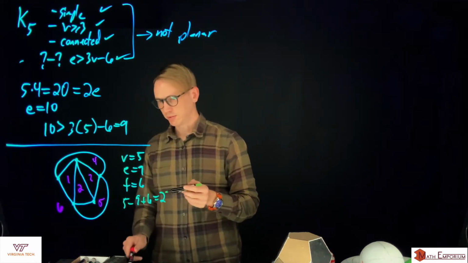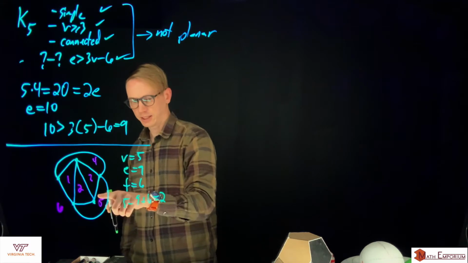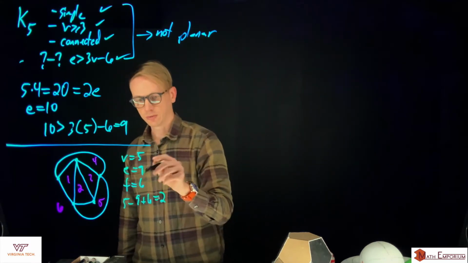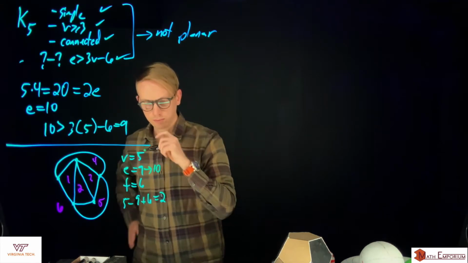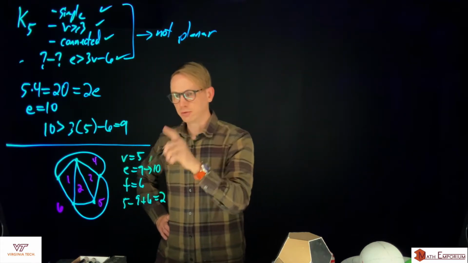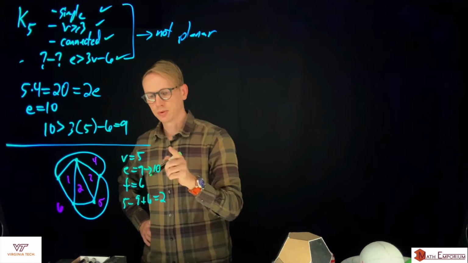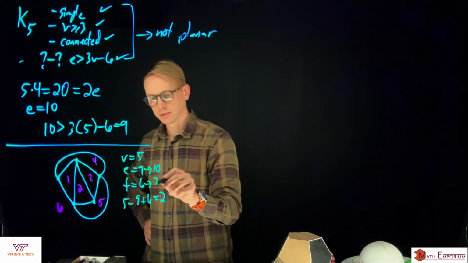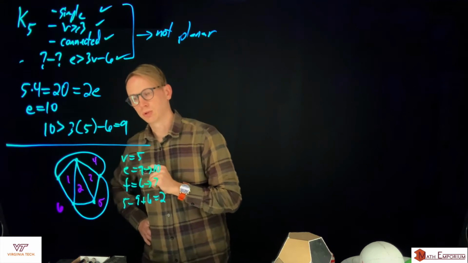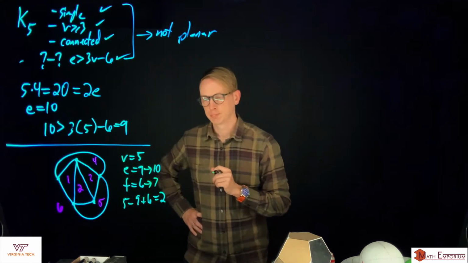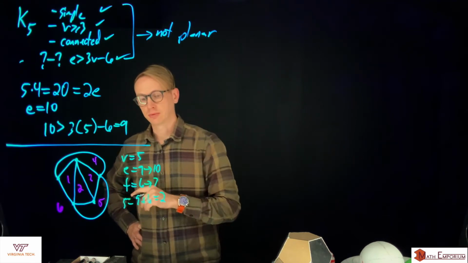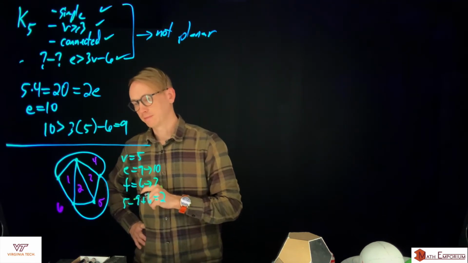Alright, so what's the task to complete this? Well, to make this K5, I have to add one more edge, right? So I would have to go from 9 to 10, and I don't get to change the number of vertices. So this means that the number of faces would have to go to 7. I'd have to do this by only adding one more face. Okay, because it has to stay at 2. If you're going to add one to the edges, you're going to have to add one to the face count.